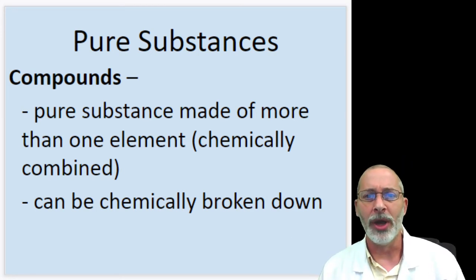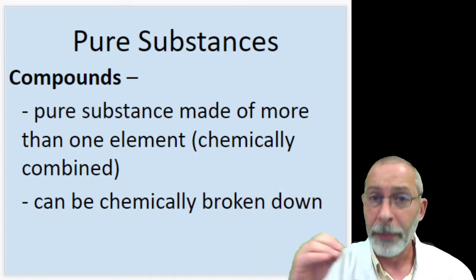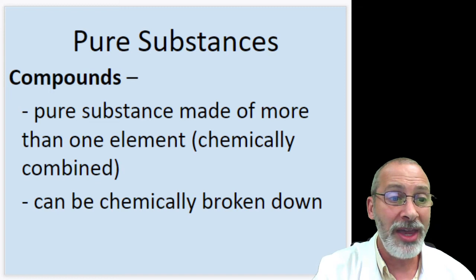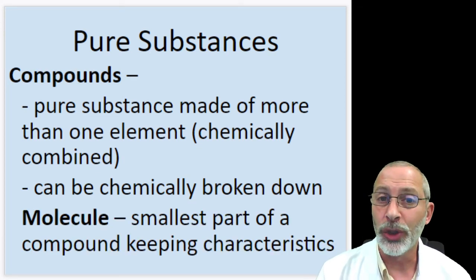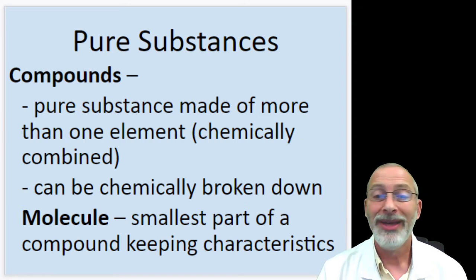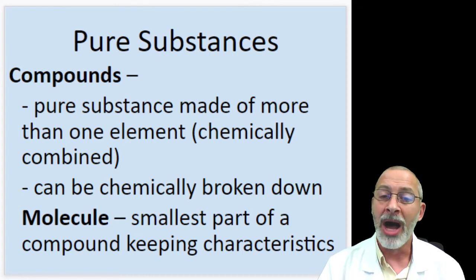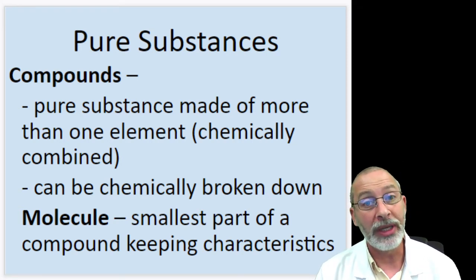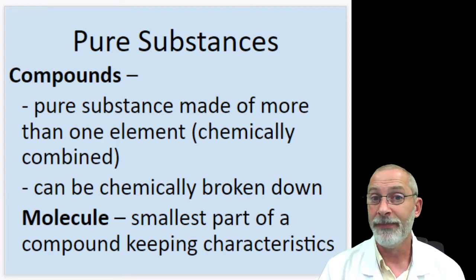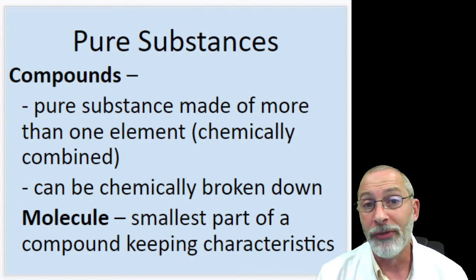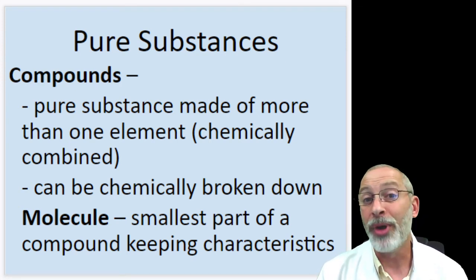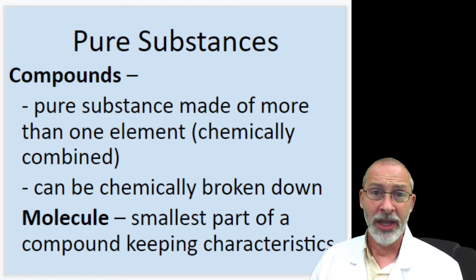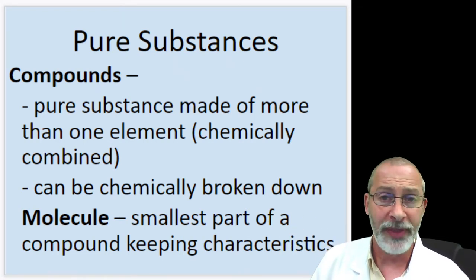Now, as I mentioned to you a moment ago, elements are made of their building blocks called atoms. Compounds also have building blocks that they are made out of, and they are called molecules. So elements are made of atoms, compounds are made of molecules. Molecules are the smallest part of a compound that still retain or keep the characteristics of that compound. If you break a molecule up, first of all, you have to do it chemically. And second of all, you'd be breaking that molecule down into elements. And elements would no longer retain the properties of the compound that they make up.